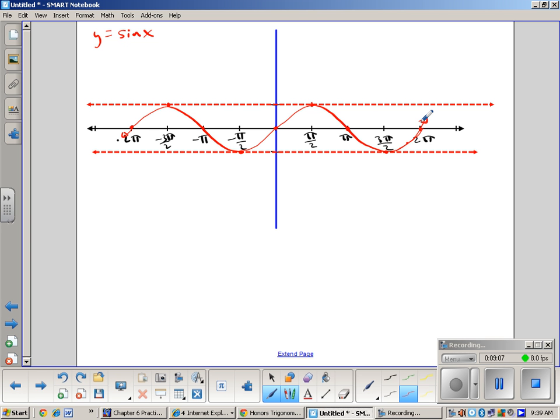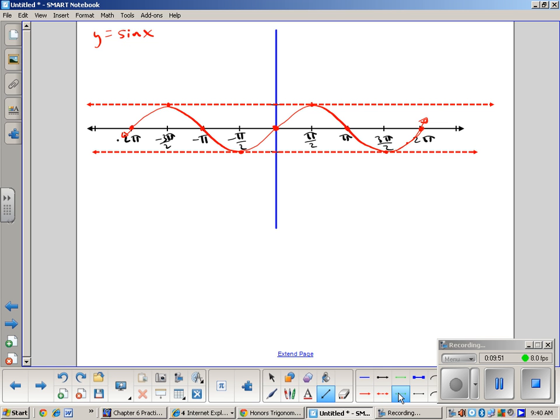Remember what cosecant is? It's the reciprocal of sine. Right here the value of sine is 0, and here, and here, and here, and here. So the value of sine is 0 in those 5 locations. If I take the reciprocal of 0, I get some number over 0, which is undefined.